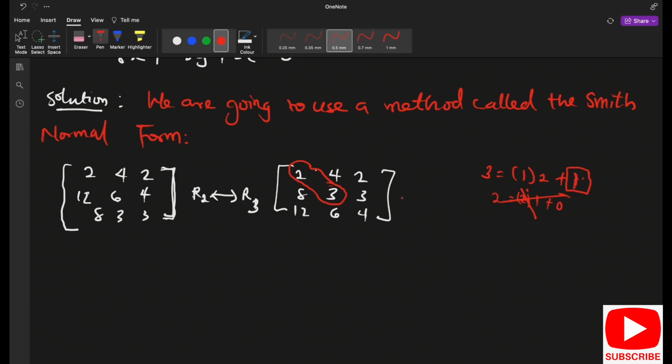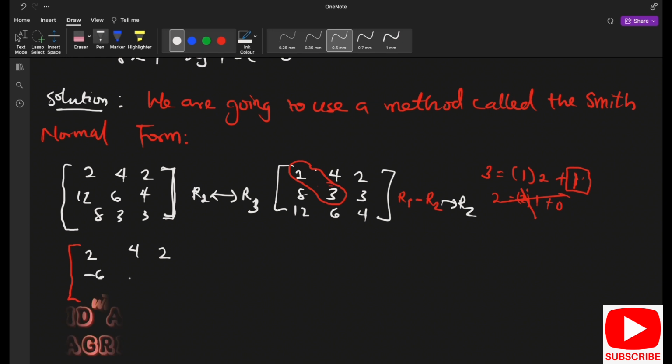In order to do this, I can say R1 minus R2, and this goes to R2. So this gives me 2, 4, 2. And then 2 minus 8 minus 6, 4 minus, this is 1, and this is 2 minus 3 minus 1, and then 12, 6 and 4.